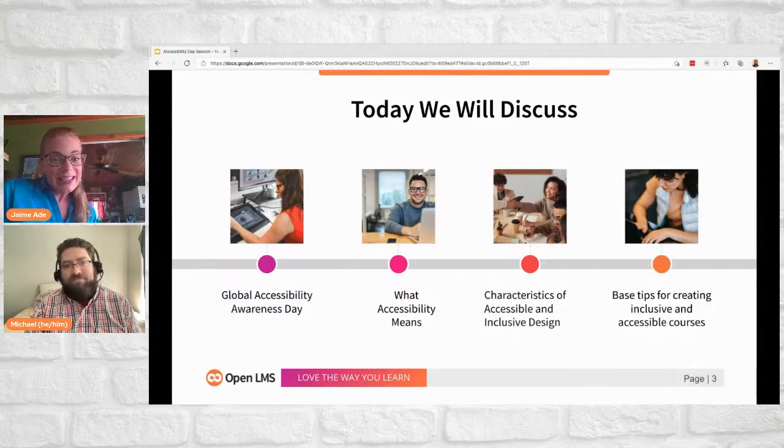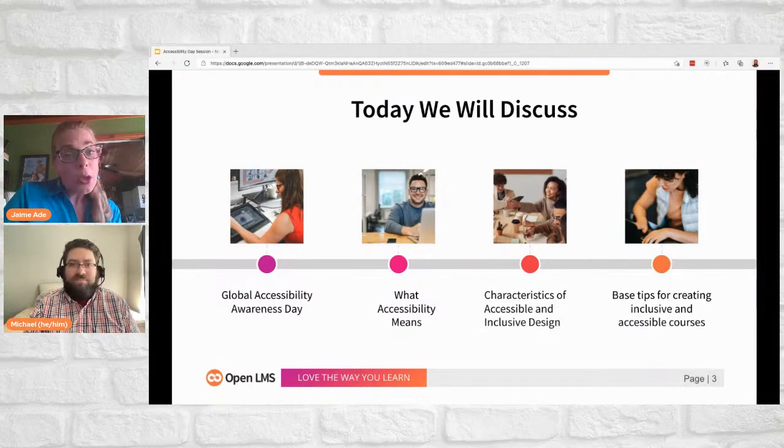So today we will discuss the Global Accessibility Awareness Day, defining what that is. We'll talk a little bit about what accessibility means, because there's lots of different ways that you can take that word, and then the characteristics of accessible and inclusive design, as well as some tips for creating inclusive and accessible courses. So we're looking forward to that.